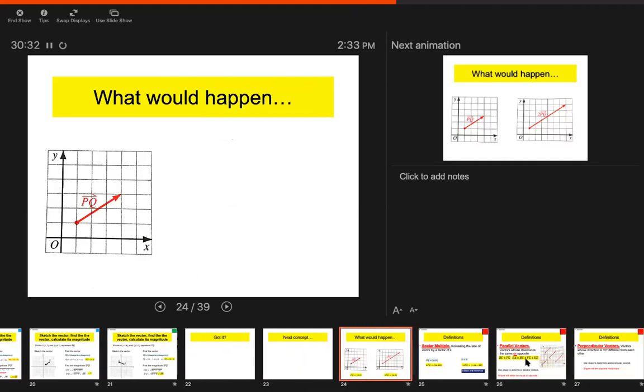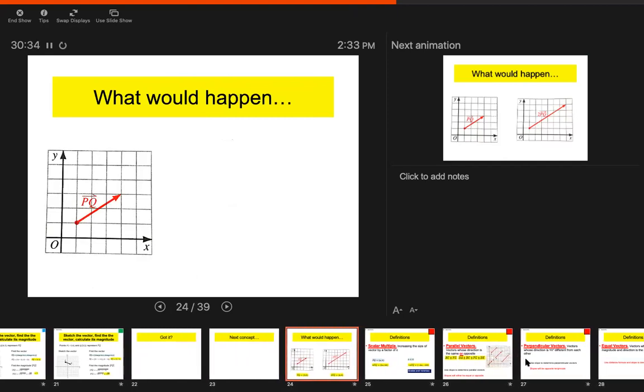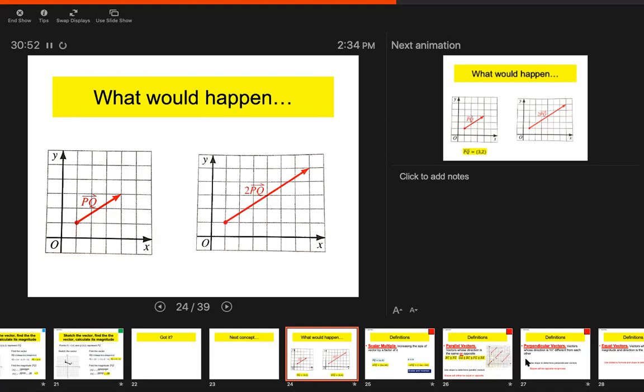What would happen if I took this vector right here and I doubled it? Like I applied twice the force. Well, there'd be one vector that's bigger. And would it still go in the same direction? Yes. But it would be twice as big. Right. All right. Not a hard concept to understand, but you can put a number in front of a vector symbol and it literally means double the vector.